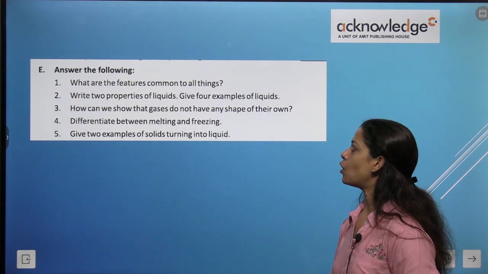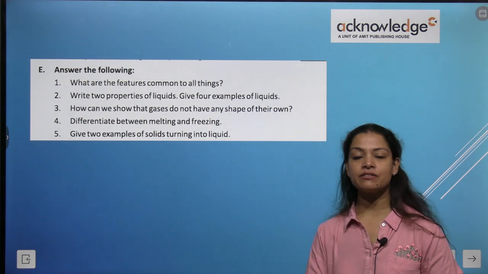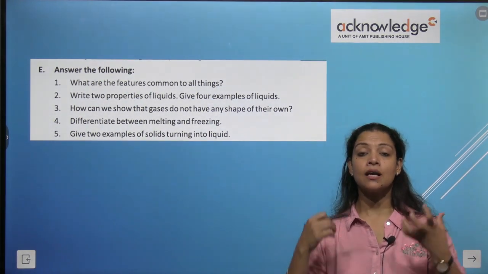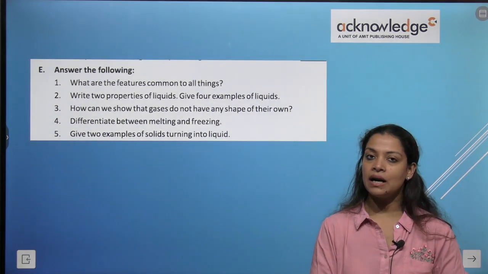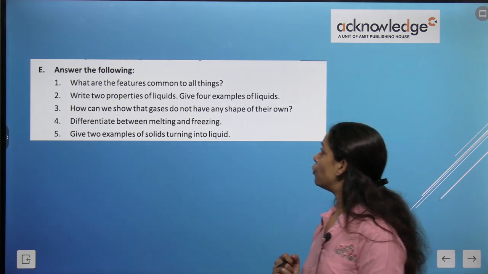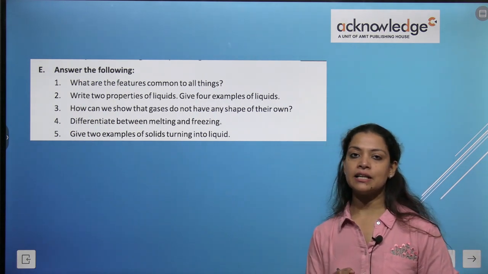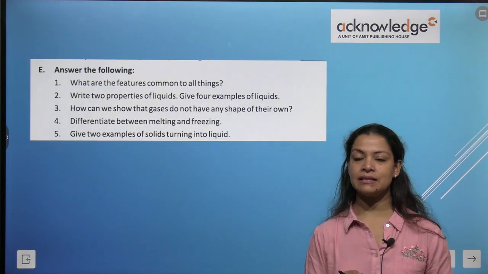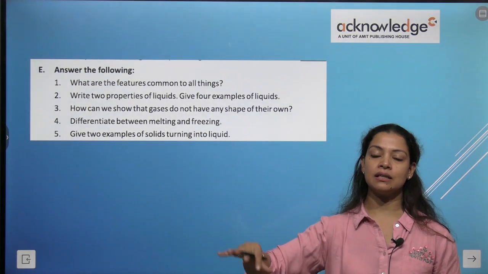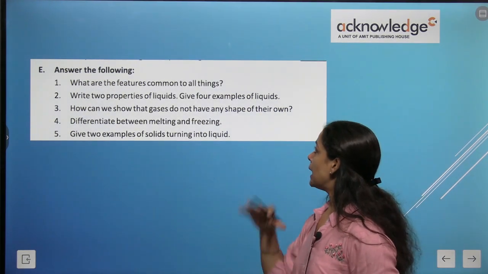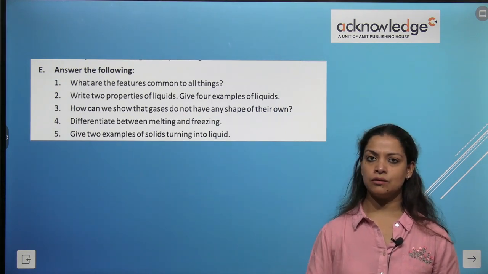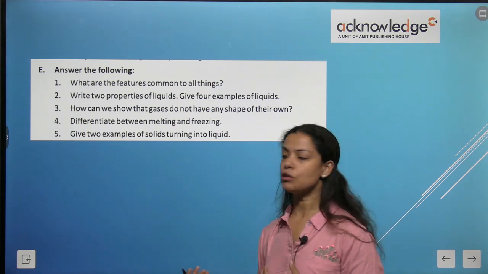What are the features common to all things? So all the things, whether living or non-living, are matter, and this is the most common feature because matter has mass and it occupies space. Write two properties of liquids. Give 4 examples of liquids. So liquids do not have any fixed shape or size. They take the shape of the container they are poured into. I'll give 4 examples: milk, water, juices, coffee, tea are examples of liquids.